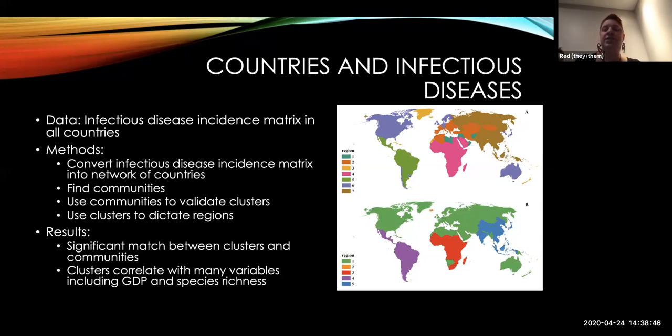And then if there is a high species richness in a particular set of countries, they're generally going to have a higher incidence of infectious diseases because they have more possibilities. If you have a higher species richness, you have lots more possibilities for infectious diseases. Make sense? Okay, cool.